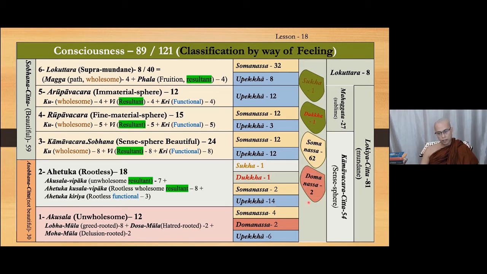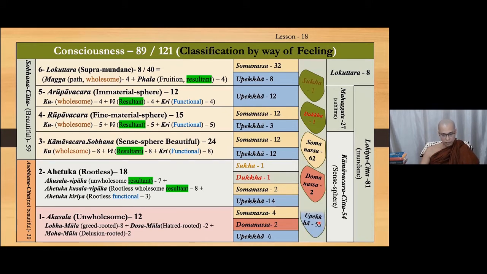Then for domanassa, the displeasure feeling, it is mental displeasure. It is only 2 in the unwholesome. So by seeing this classification, you can understand that in the other types of consciousness except unwholesome, you cannot feel unpleasant mental feeling. So unpleasant feeling is only in the akusala.